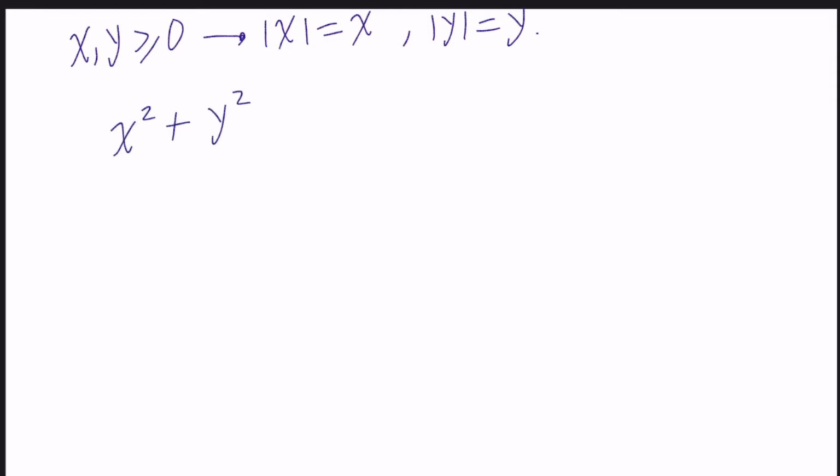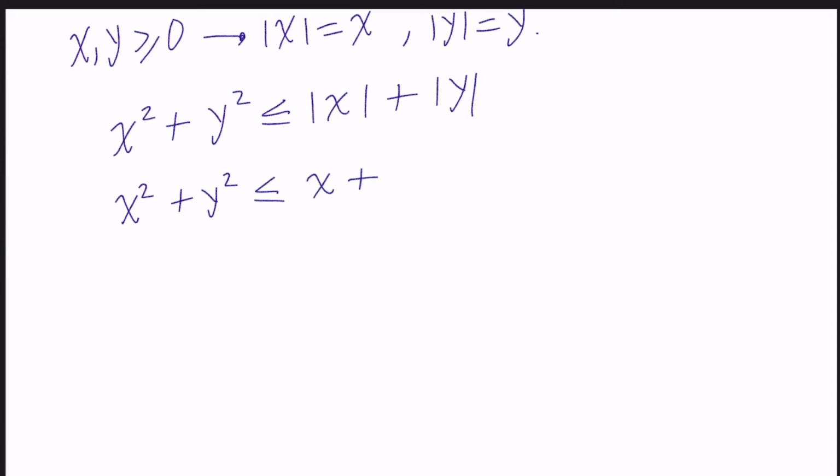So what is the first region? The first region is where x and y are greater than or equal to 0. It implies that the absolute value of x is equal to x, and the absolute value of y is equal to y. Then we take inequality 1, which says x squared plus y squared is less than or equal to the absolute value of x plus the absolute value of y. In the region we are studying, with x and y greater than or equal to 0, we will have x squared plus y squared is less than or equal to x plus y. Remember, this is in region 1.